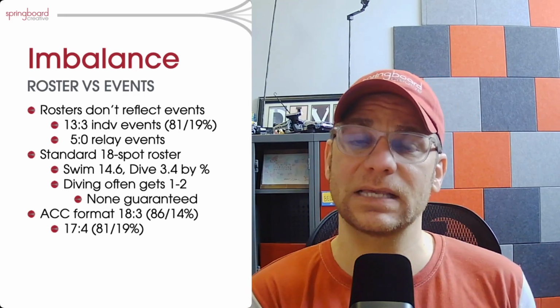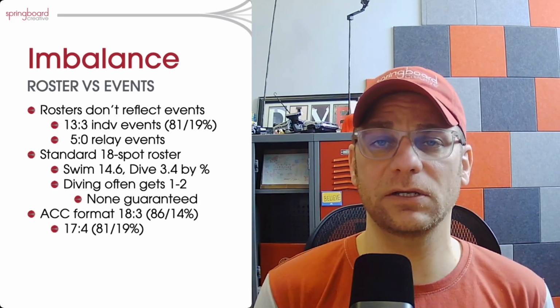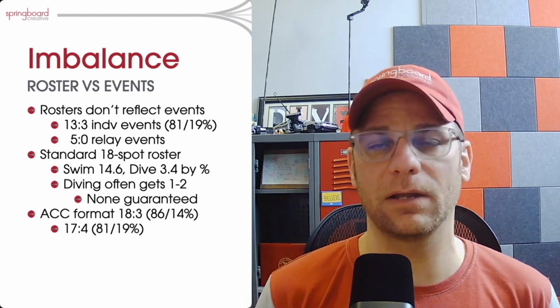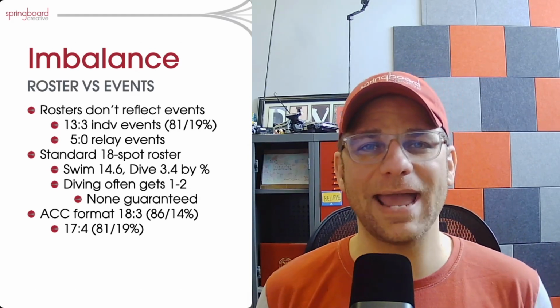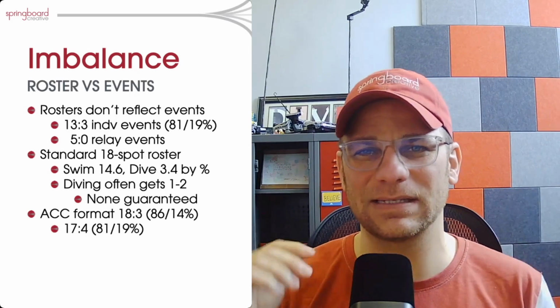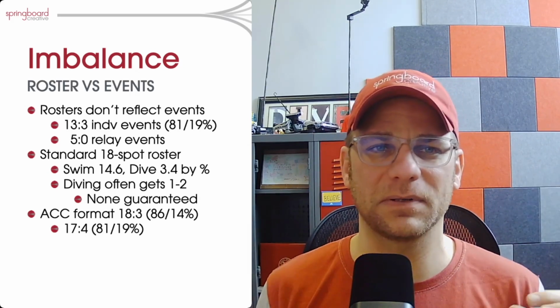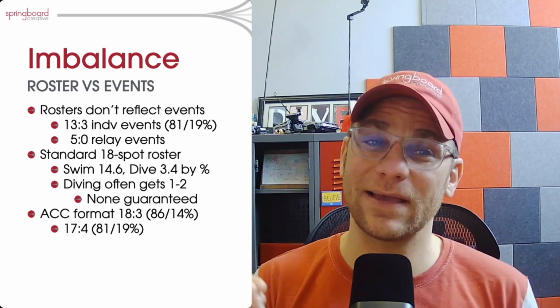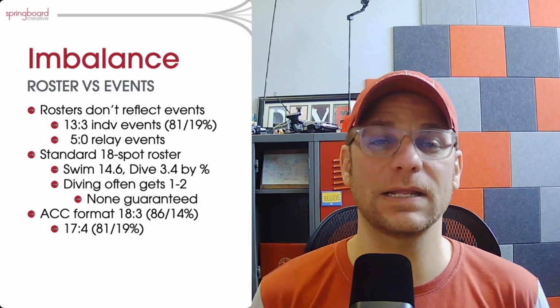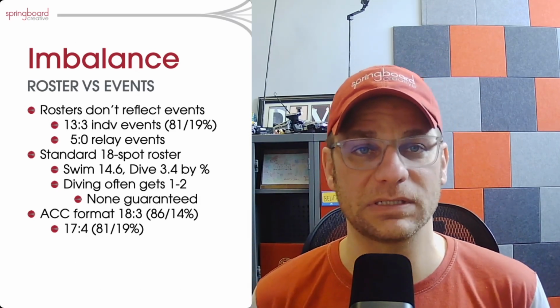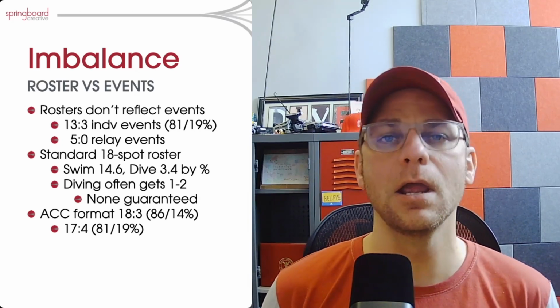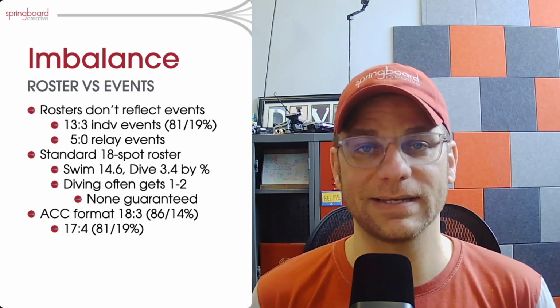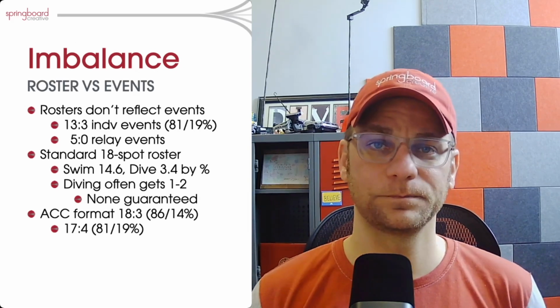The ACC has been trying to adjust for that, and they've done a good job. They've got this 18-3 model that they've been working on, but even that puts your percentages at about 86 and 14, so you're still off about 5%. Really, that should be 17-4, not 18-3, but I think that would upset a lot of swim coaches if you took away one of their roster spots there. So we've got to figure out a way to address that too and create a little more equity.